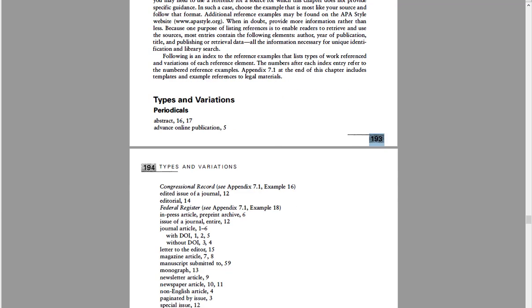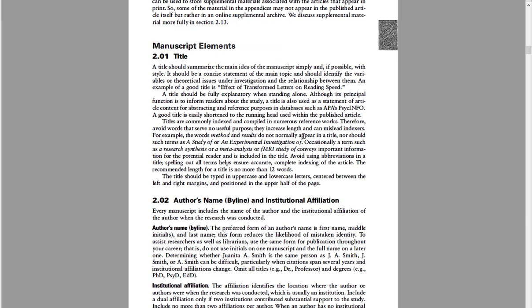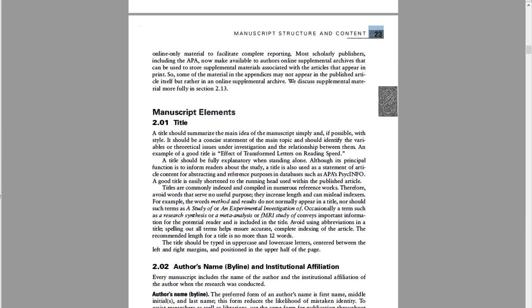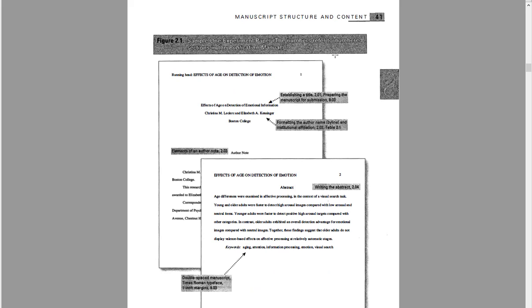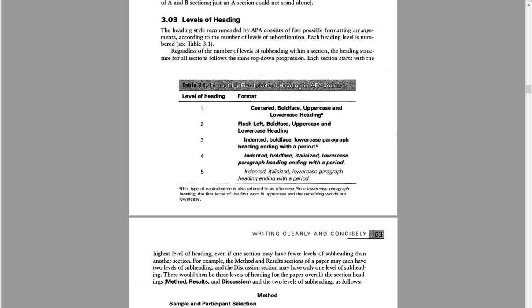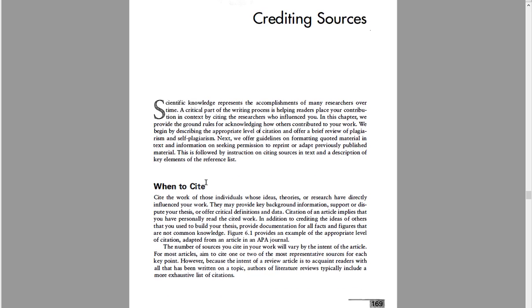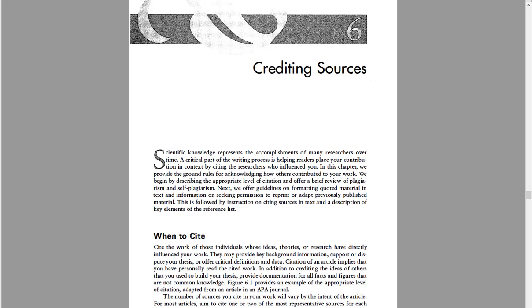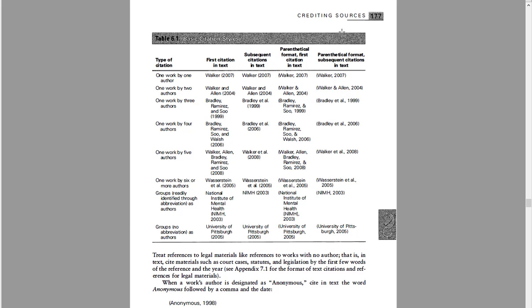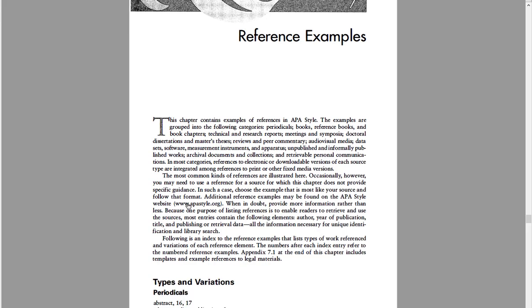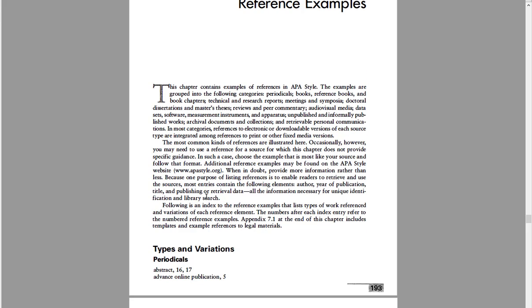So the sections I said that you should probably mark: manuscript elements starts on page 23. The sample paper starts on page 41. The heading levels start on page 62. The information on how to credit sources, or chapter 6, starts on page 169. That chart that has the basic citation styles, there we go, starts on page 177. And last but not least, the references start right there for you on page 193.